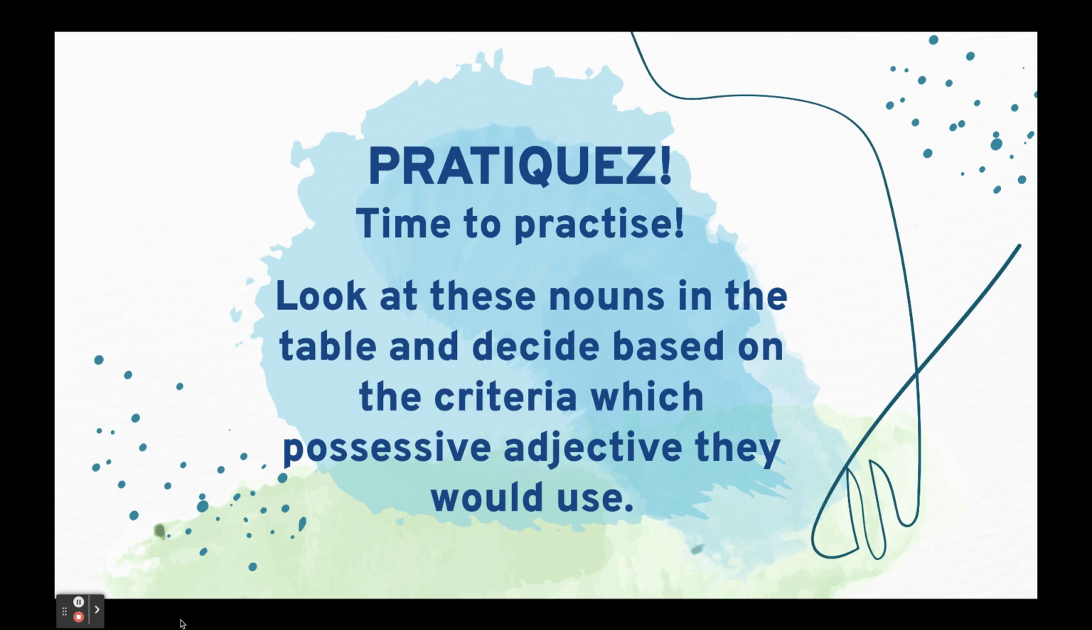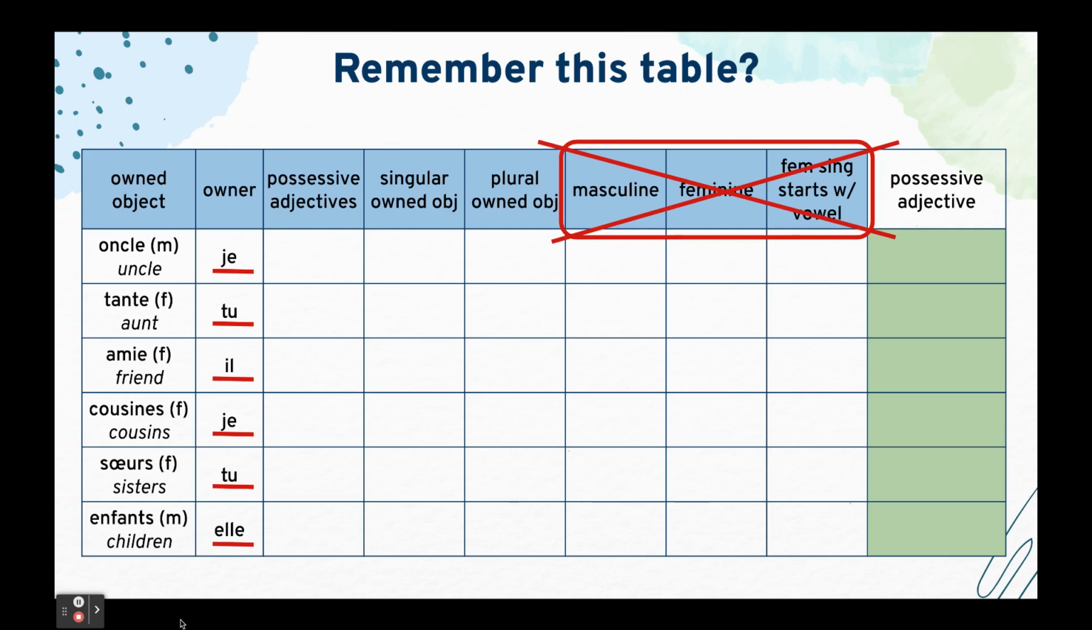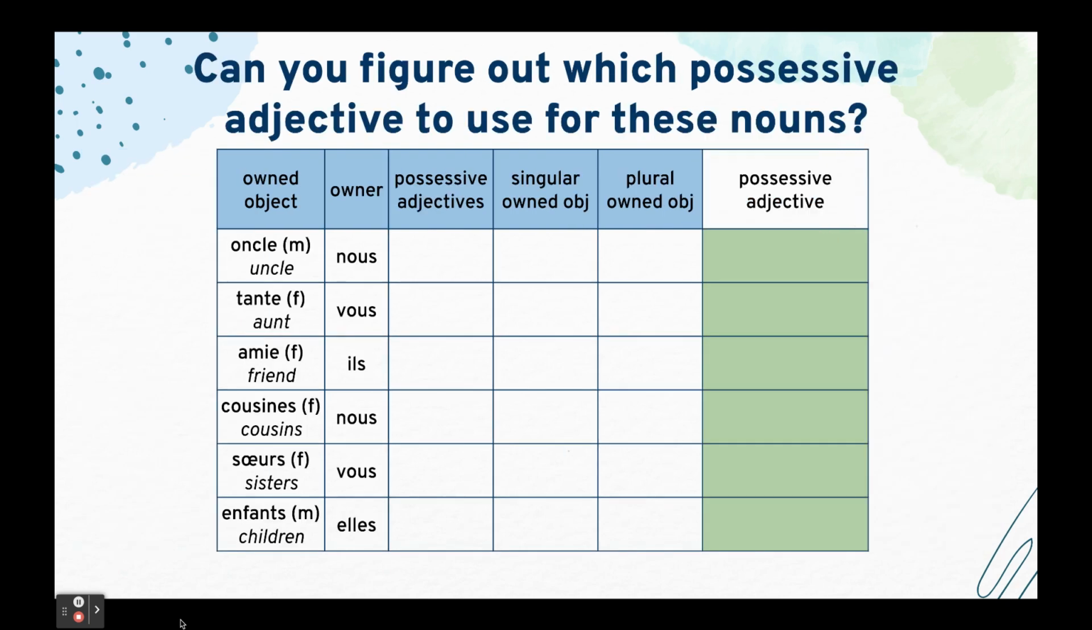All right, pratiquer, time to practice. Look at these nouns in the table and decide based on the criteria which possessive adjective they would use. So in the first video, we had this really big, daunting table, but we had these three columns. We don't have to worry about those anymore, right? So we can take those columns out and shorten up our table. So can you figure out which possessive adjective to use for these nouns?